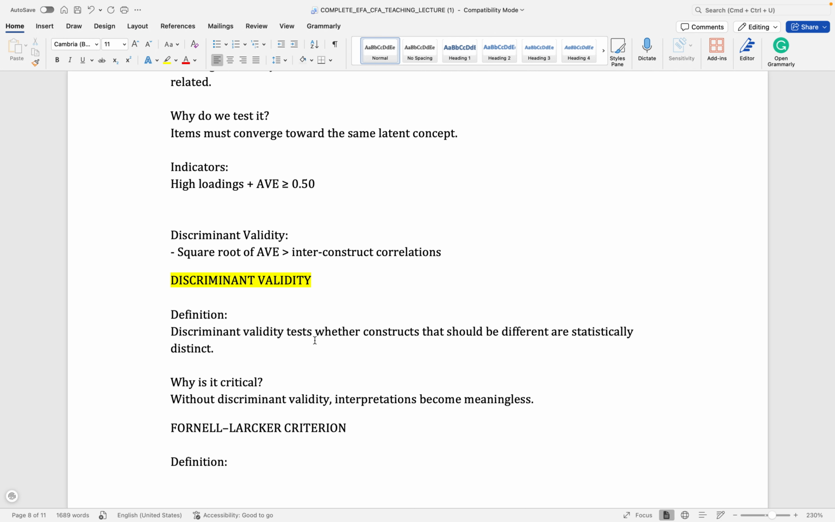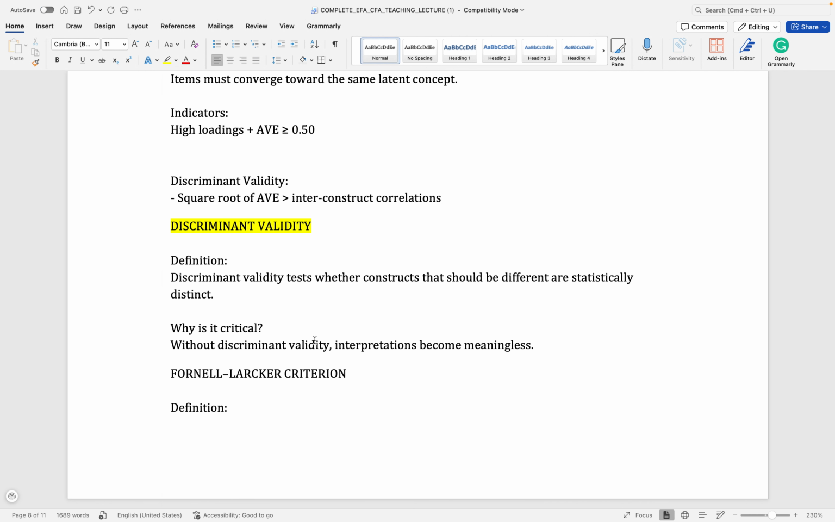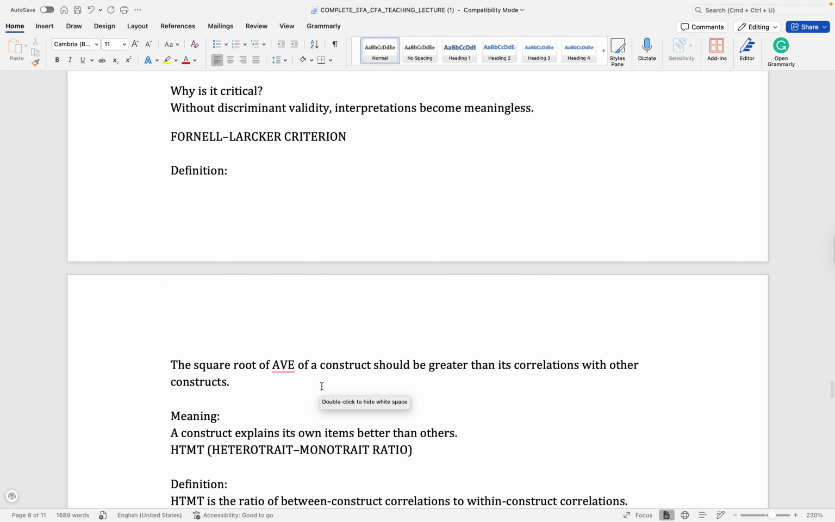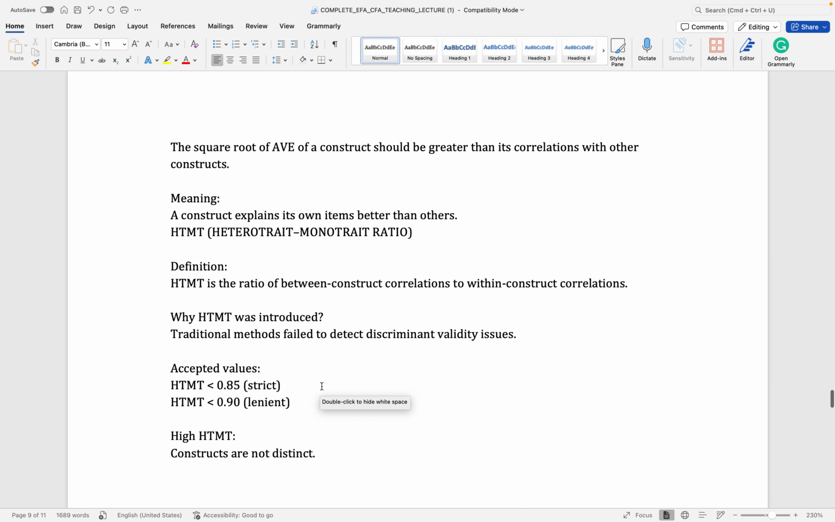So the definition: discriminant validity tests whether constructs that should be different are statistically distinct. Why is it critical? Without discriminant validity, interpretation becomes meaningless. Fornell-Larcker criterion is one of the criteria to measure discriminant validity. The square root of the AVE of a construct should be greater than its correlation with other constructs, meaning a construct explains its own items better than others.